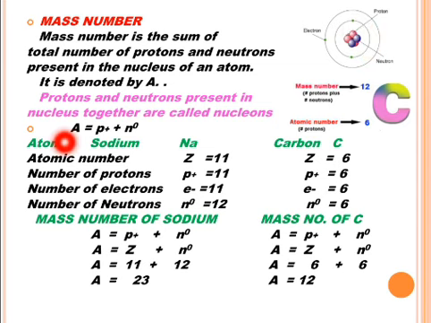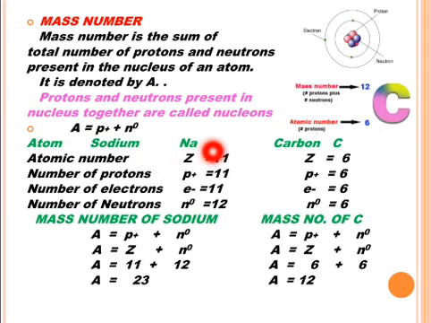Let us see how to calculate mass number of an element. Mass number denoted by capital letter A is equal to the sum of total number of protons and neutrons present in the nucleus of an atom. So A is equal to protons plus neutrons. A is equal to number of protons plus number of neutrons present in the nucleus of an atom.